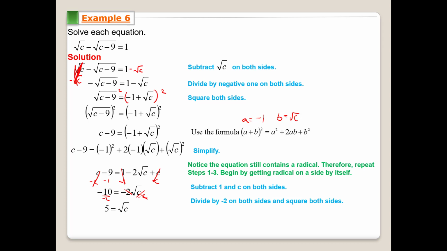Now we just need to square and simplify to get rid of that radical. If we square both sides, the radical goes away on the c, and 5 times 5 is 25. And that is our answer. Again, you can go back through and check this if you'd like to, but we're going to say c equals 25. The solution set is 25.